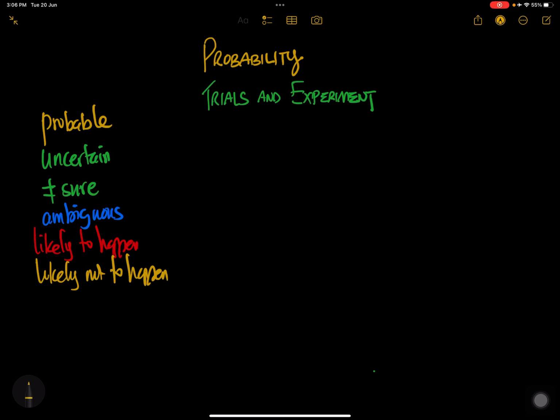Now, because probability is uncertain, we have what we call trials and experiments. It is the trials and the experiments that help us get a close estimation of things that can happen, so that if something doesn't happen, at least we would have planned for it. So there are so-called trials and experiments.